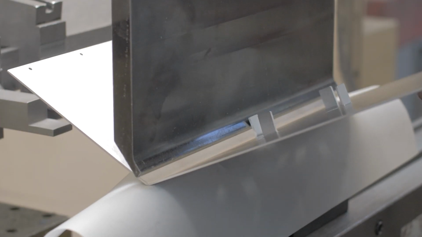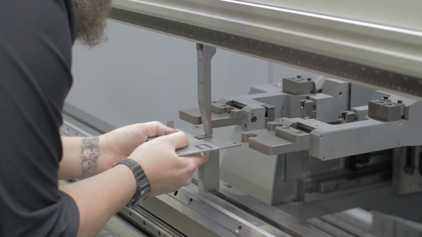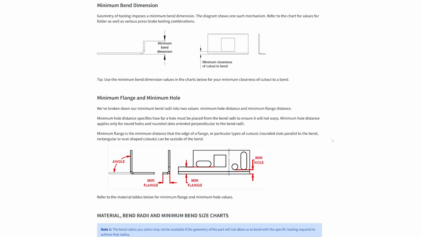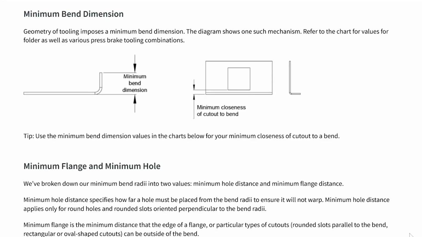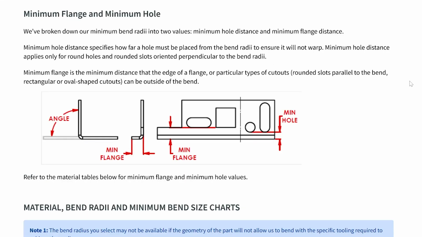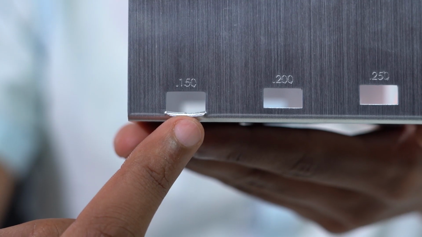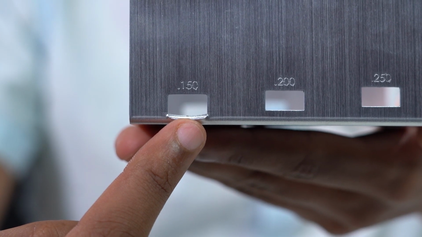When we bend sheet metal, each tooling combination and material thickness has what's called a minimum bend dimension. What this value means is that any cutout or edge of a flange that falls underneath this distance from the outside of the bend is at risk of the metal not fully bending over in the bottom die. This typically results in what we call a flared edge, and it's not very aesthetically pleasing.